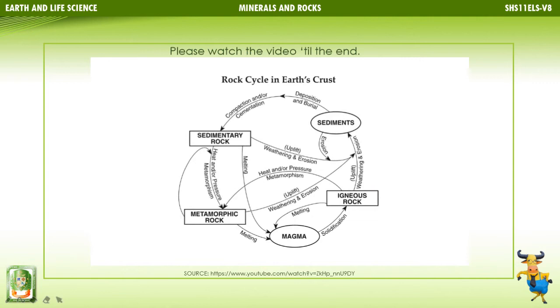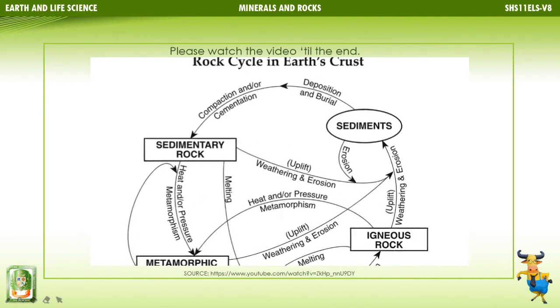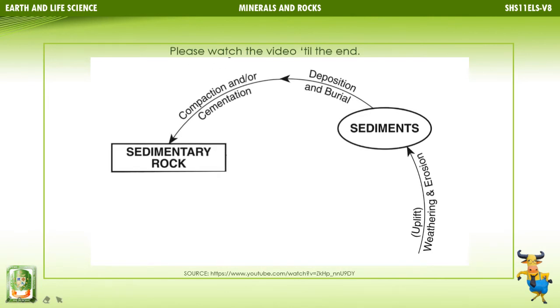Let's again take a look at the rock cycle because it sums this up nicely. You'll notice we need some processes to happen. For example, we need existing rocks to be weathered or broken down and to give us sediments. Those sediments can be eroded or moved and then deposited or dropped off and then buried by other sediments. And that weight provides enough pressure and compaction and cementation for the formation of a sedimentary rock.